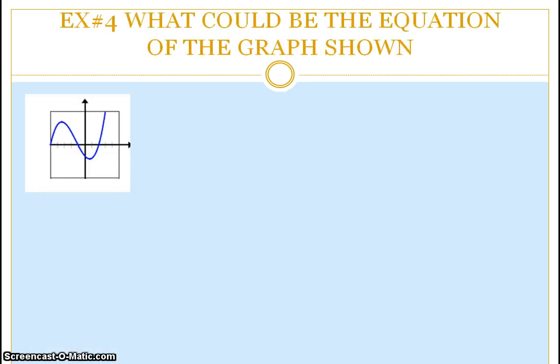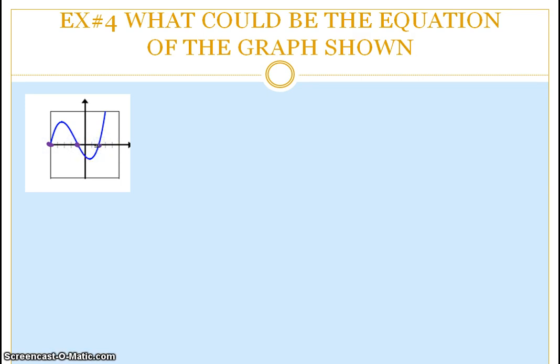Okay, let's move on. So here, what could be the equation of the graph shown? Here I'm assuming that the scale is 1s, and we are just going to look at this graph. So I see an x-intercept here, here, and here.